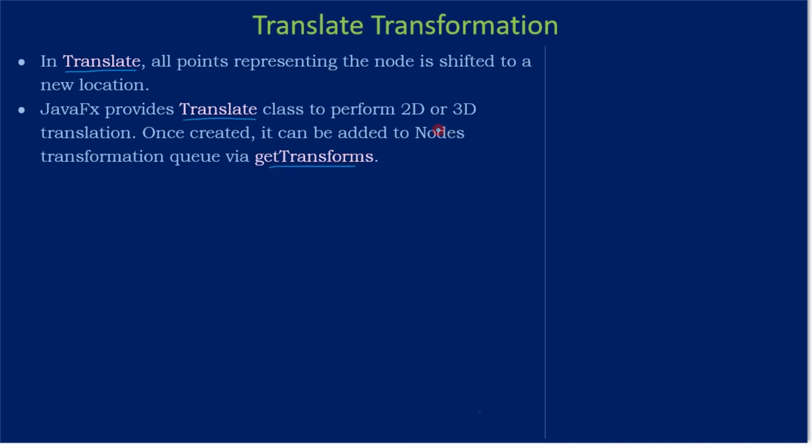So this means, say for example, if you are creating a rectangle shape, from the rectangle shape itself, you can make a call to getTransforms, and this will give you the collection, and to that collection you can add the instance of the Translate class. So the Translate class will be created for a specific shape, then you will add the Translate to the node's transforms collection.